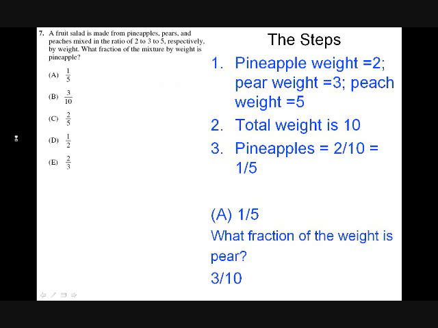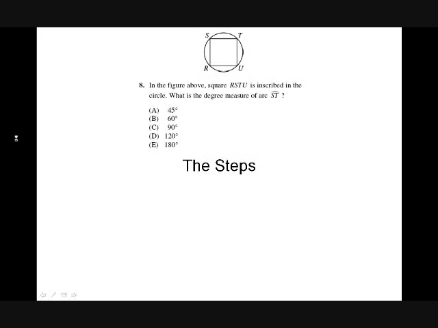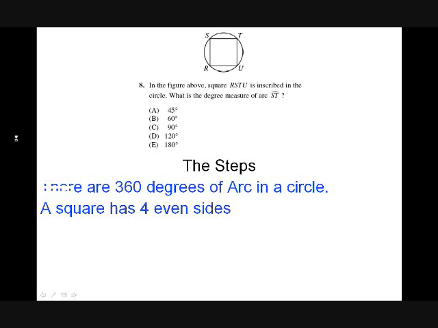Let's move on to number 8. In the figure above, square RSTU is inscribed in the circle. What is the degree measure of arc ST? Well, we know that there are 360 degrees of arc in a circle, and a square has 4 even sides. So since a square has 4 even sides, then it's going to evenly divide this circle into 4 equal arcs.